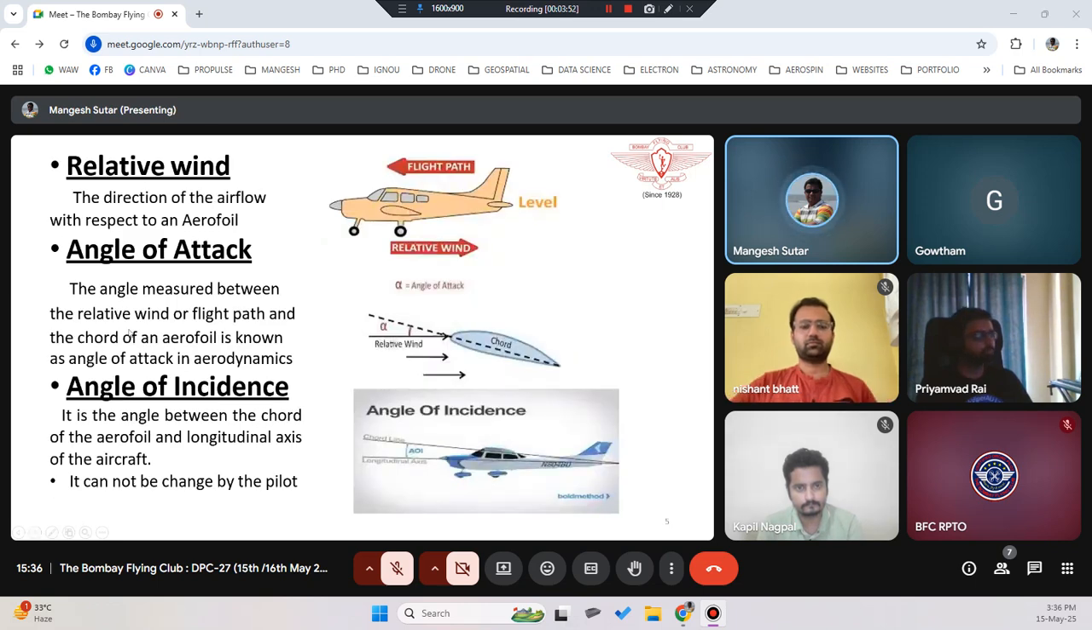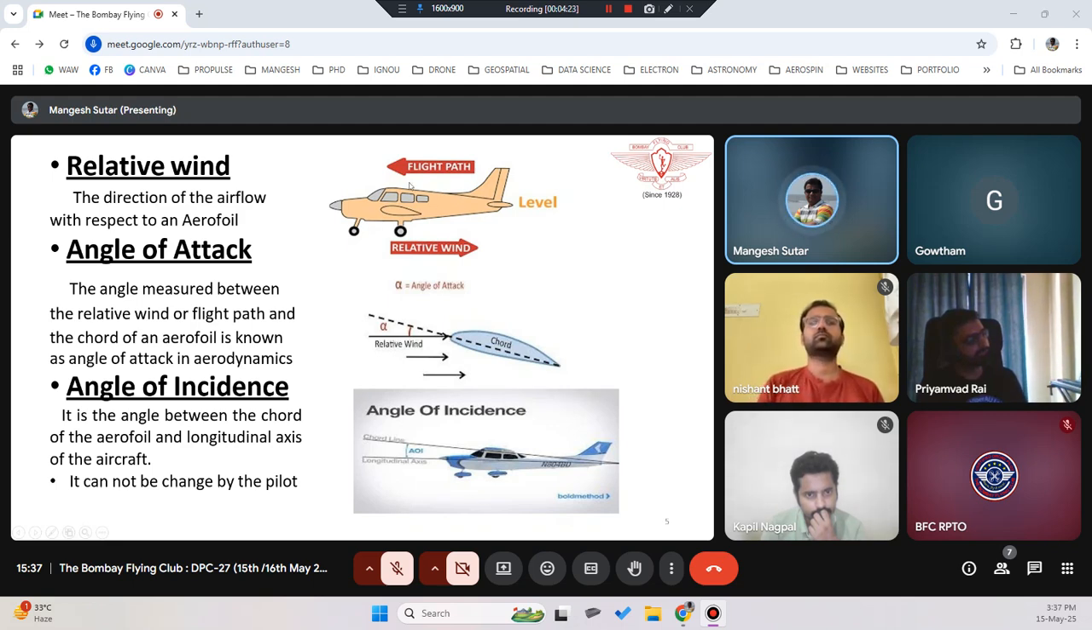Relative wind. Relative wind is nothing but the direction of airflow with respect to the airfoil. So you can see here there is an aeroplane, which is moving over here in the front direction. This is the flight path. So the aeroplane will always move in a forward direction. And you see the cross section of the wing. With respect to the flight path, your relative wind will always be in the opposite direction.